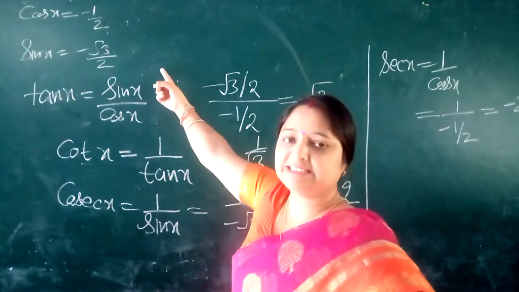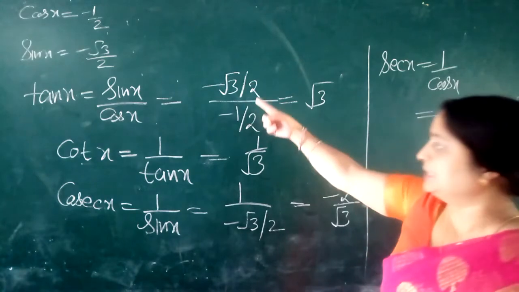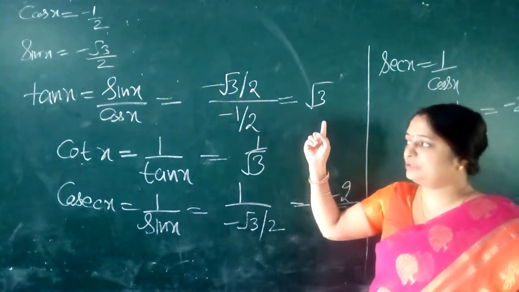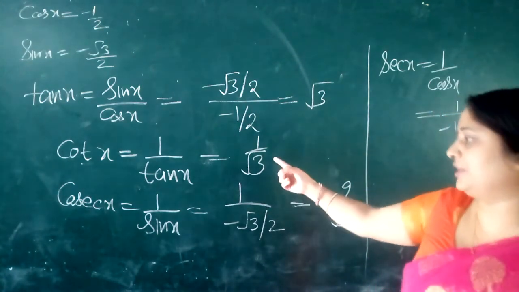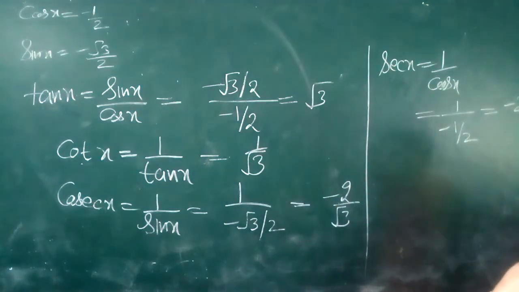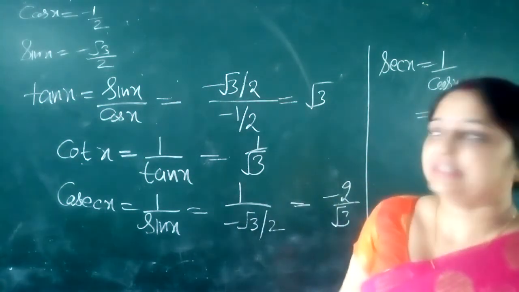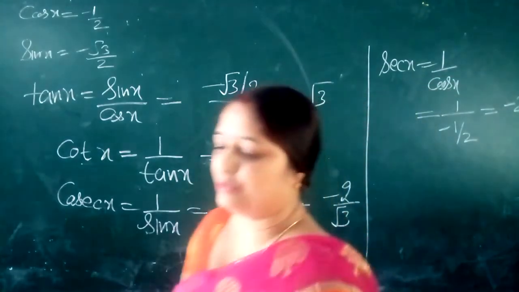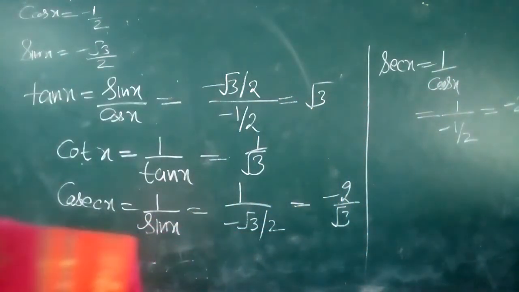First is sin x, that is minus root 3 by 2. Second is tan x, that is root 3. And cot x is 1 by root 3. Cosec x is minus 2 by root 3. And sec x is minus 2. In this way we can find out the values of the trigonometric functions.